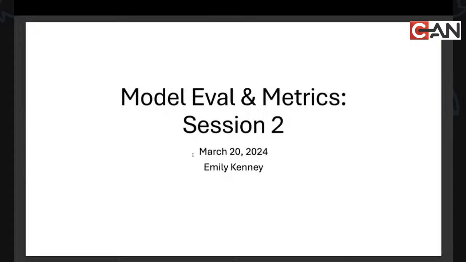There we are. So today we are in session 2 of model eval and metrics. And last time we talked about true positives, false negatives, true negatives, false positives, and how those metrics combine into accuracy, precision, and recall. We're going to build on that knowledge, and by the end of this session, we'll get to F1 score and F beta score.